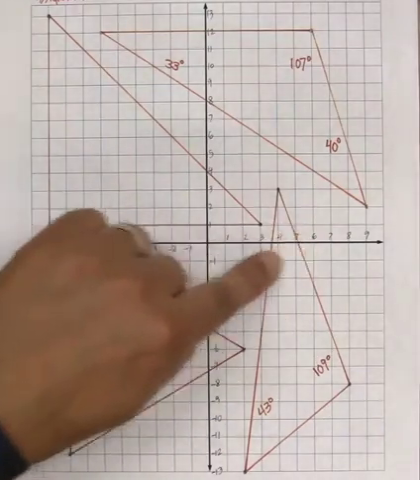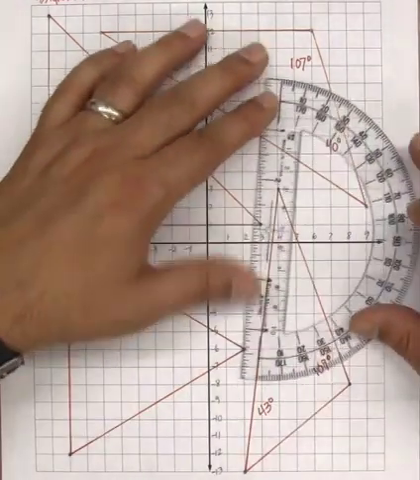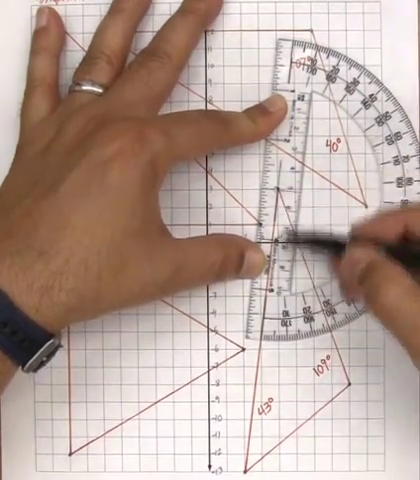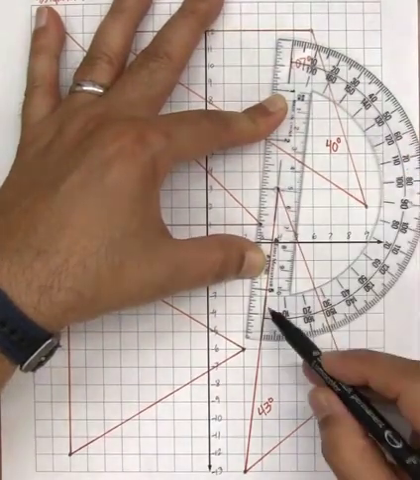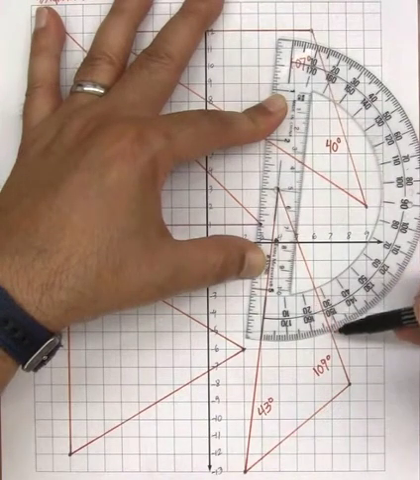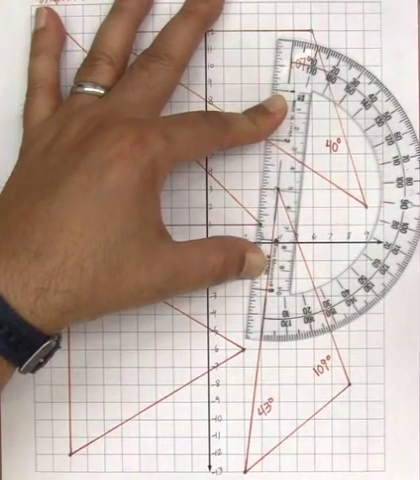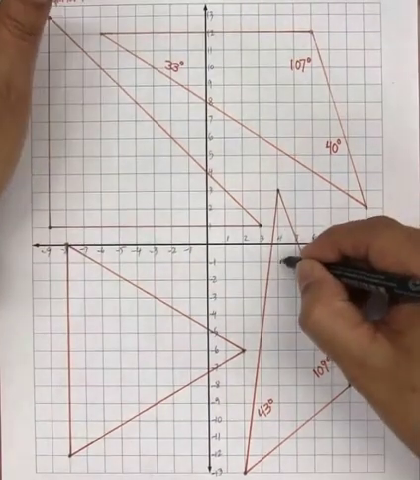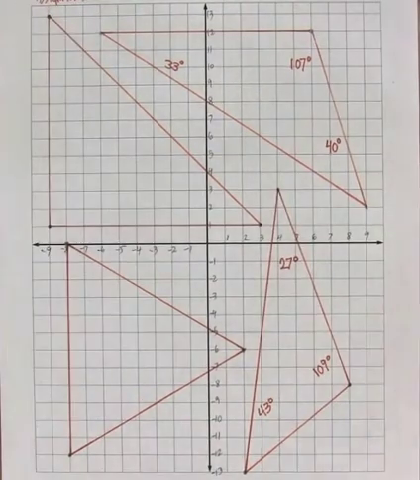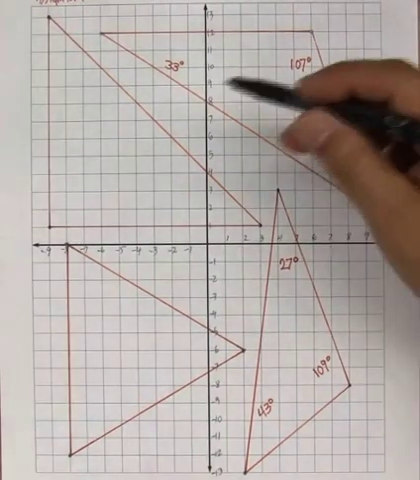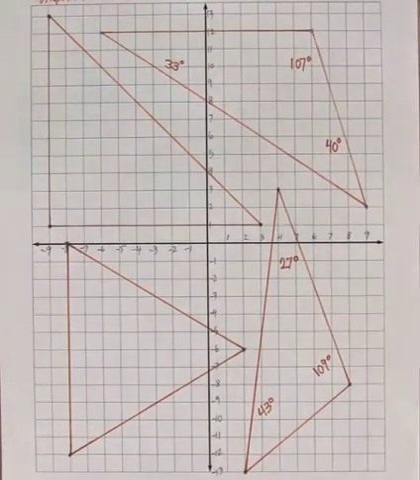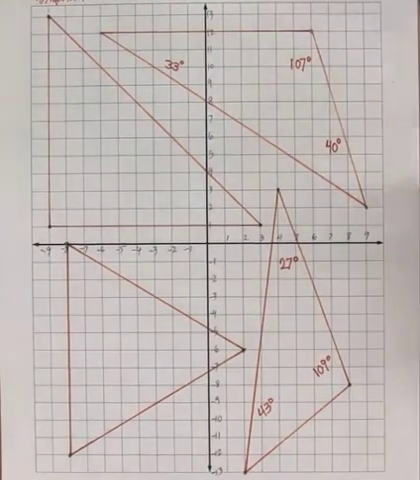And finally, I'm going to measure this angle. I line up my protractor very carefully, and it is 25, 26, 27 degrees. So I measured the angles of these two triangles, and I'm supposed to add them afterwards and then discuss the results.